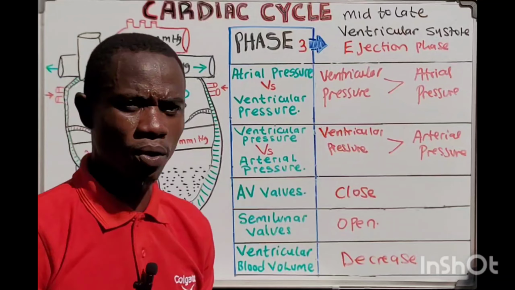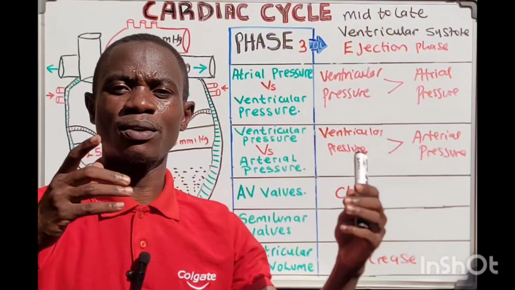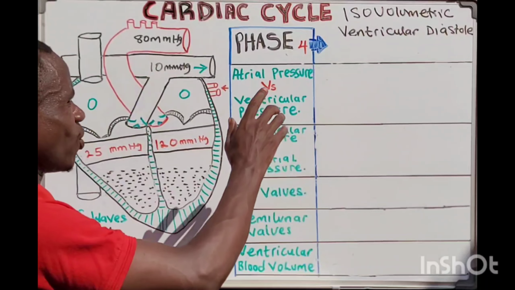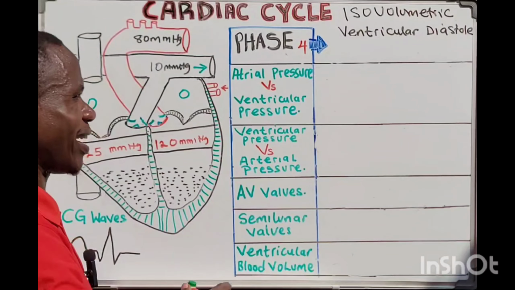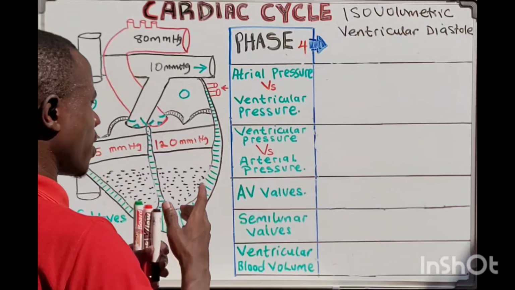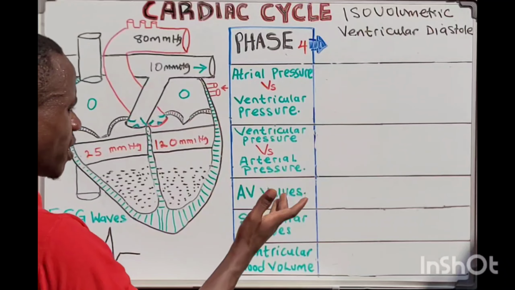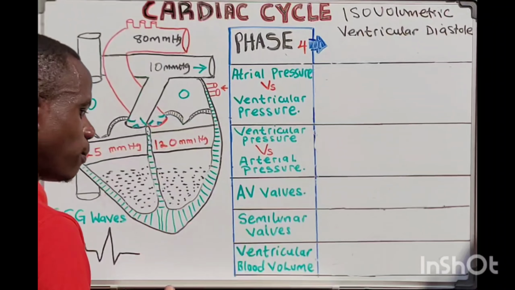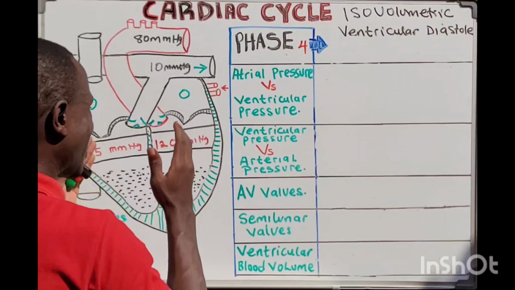Now let's look at the fourth phase of the cardiac cycle, which we call the isovolumetric ventricular relaxation. So now we are taking on the last phase of the cardiac cycle, the isovolumetric ventricular diastole. Again, we are moving with the same variables: arterial pressure versus ventricular pressure, AV valve status, semilunar valve status, and the ventricular blood volume, and also comment on the ECG. Now, what's going to be happening at this phase?